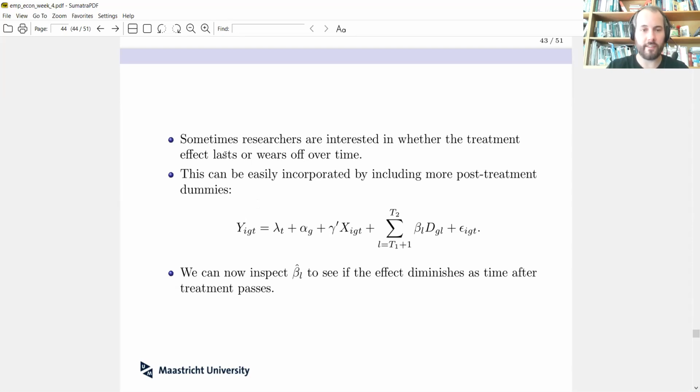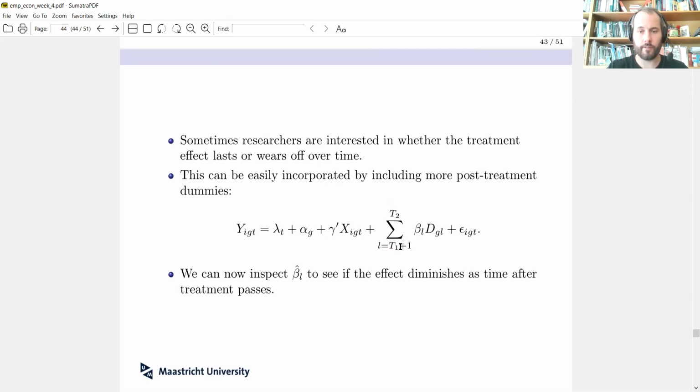Yeah, so for instance, let's say you want to know whether the treatment effect lasts or whether it wears off over time. Well, you simply do the following. After the treatment, so from T1 plus 1 to T2, you put all these interaction variables. So D is now really specific. You see that it's only one if you are in the treated group and you are in this particular time period. So you have now many betas.